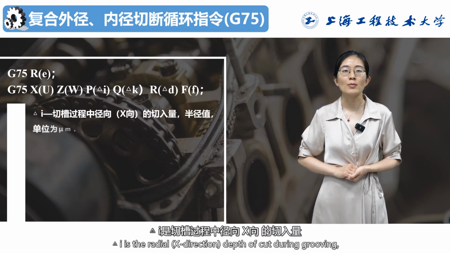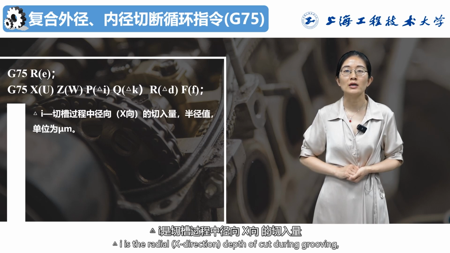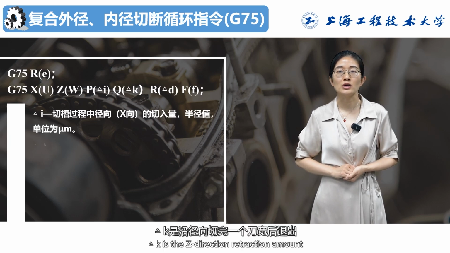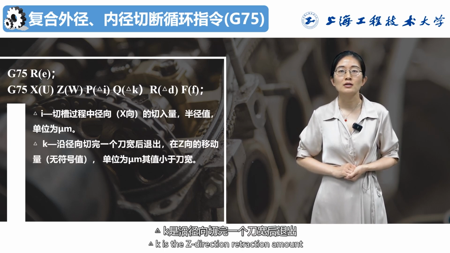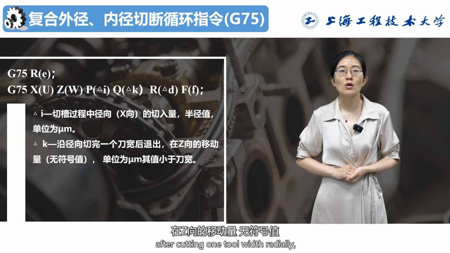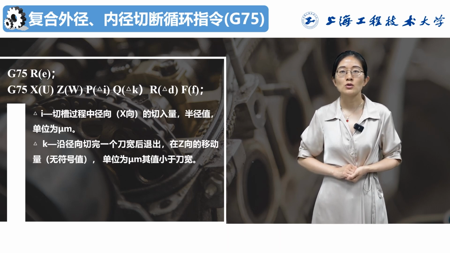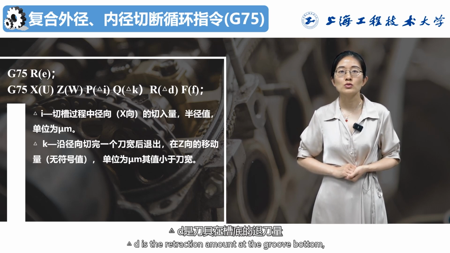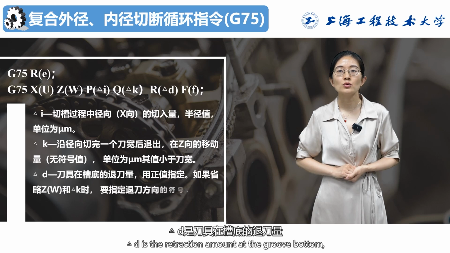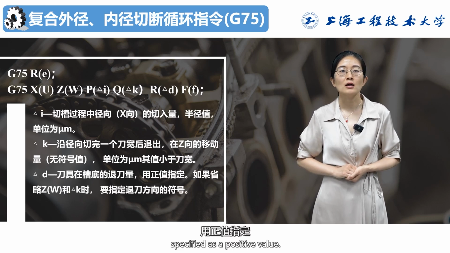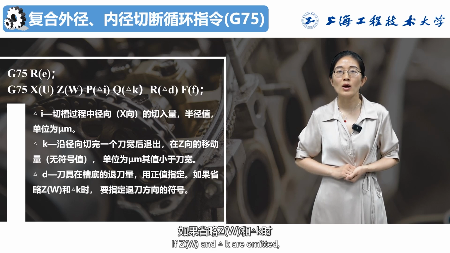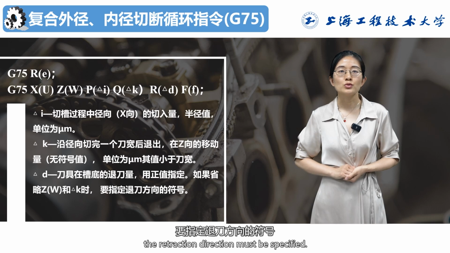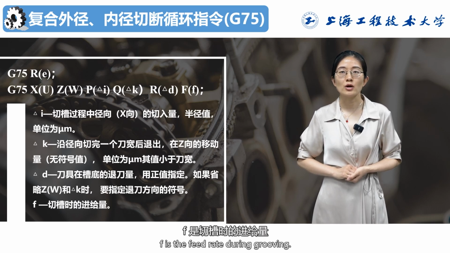Δi is the radial X-direction depth of cut during grooving, with a value in millimeters. Δk is the Z-direction movement after cutting one tool width radially, with the value in millimeters and smaller than the tool width. Δd is the retraction amount at the groove bottom, specified as a positive value. If Z(W) and Δk are omitted, the retraction direction must be specified. F is the feed rate during grooving.